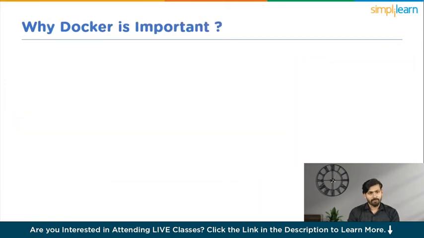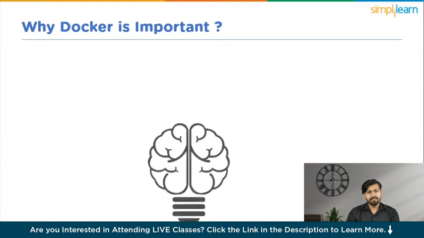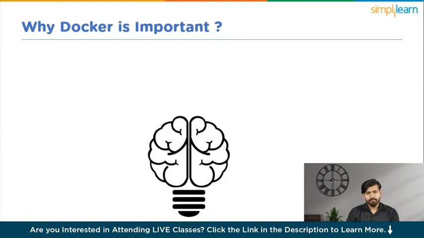Why is Docker important? Docker is important for several reasons. The first reason that comes to my mind is portability. Docker containers are lightweight and portable, which allows applications to run consistently across different environments, such as developer laptops, on-premises servers, and cloud platforms. This portability enables seamless migration and scaling of applications without compatibility issues.